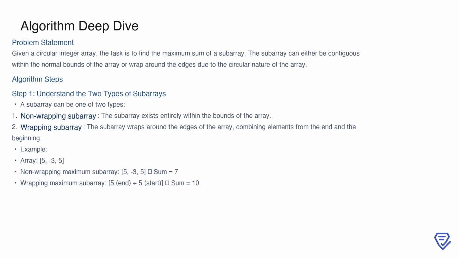For example, in the array 5, -3, 5, the non-wrapping maximum subarray is the entire array itself, with a sum of 7. On the other hand, the wrapping subarray combines the last and first elements, giving us a sum of 10. The goal is to efficiently determine which of these two types of subarrays yields the maximum sum, leveraging the unique structure of the circular array.